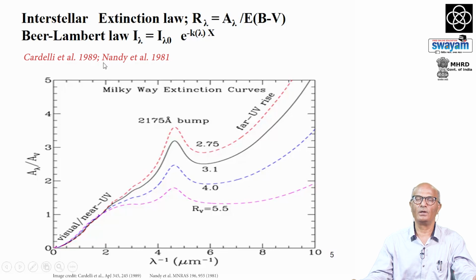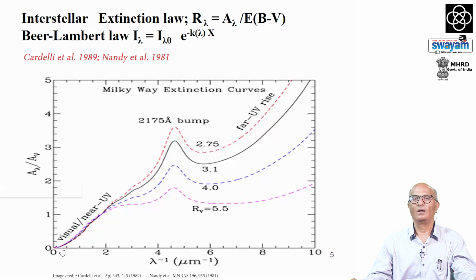authors, Cardelli et al. in 1989 and Nandy et al. in 1981, and they were published by them. I am just summarizing here the main result of such a study. On the x axis, wavelength is plotted; in fact, it is 1 over lambda, with wavelength in units of micron, and the ratio of A lambda to total absorption is plotted along the y axis, and it varies from 0 to 5.